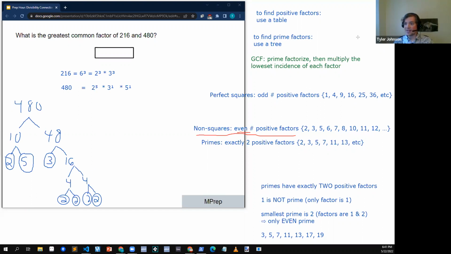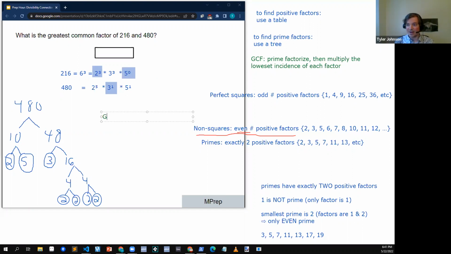And now what I want to do is take the smallest incidence of each factor. So the smallest 2 is the 2 cubed. The smallest 3 is the 3 to the 1st. And then be careful. Although there's only one 5 here, there's this implicit 5 to the 0 power. So whenever something lacks a factor outright, remember that there's this implied 0th power. So I want to take the 5 to the 0. That's smaller than 5 to the 1st.